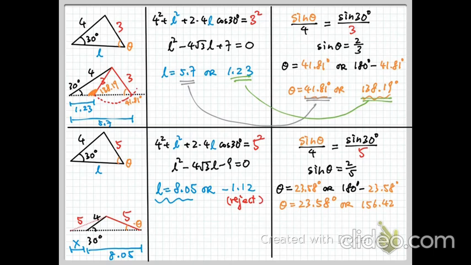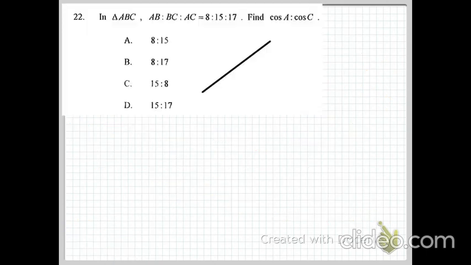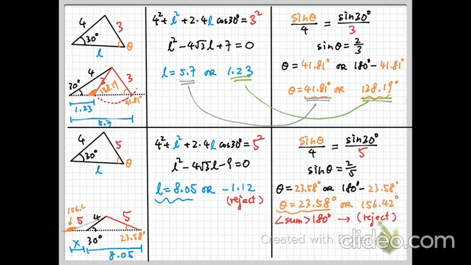But note that because one of the angles is already 30 degrees, you cannot have an answer of 156, because that will make the angle sum of the triangle greater than 180. So we cannot accept this answer. We have to reject this 156.42.